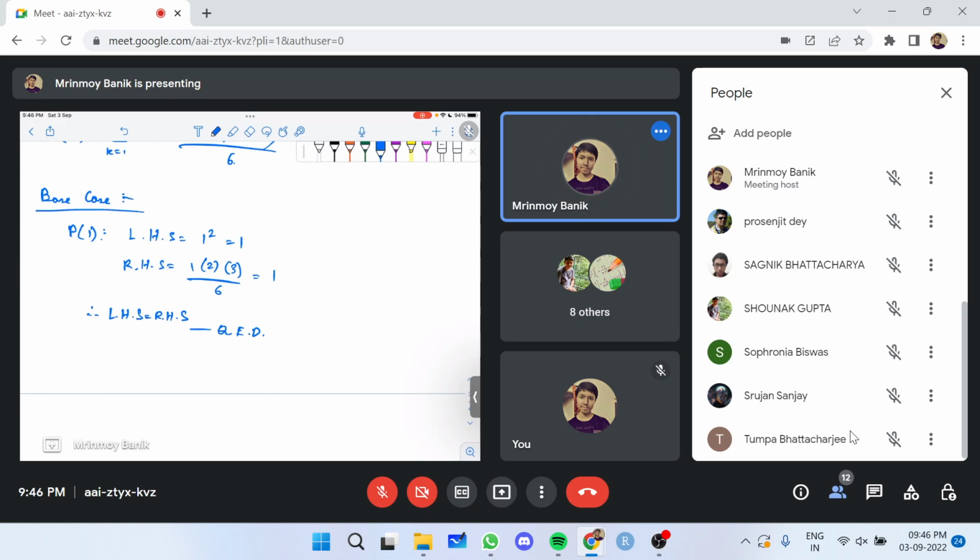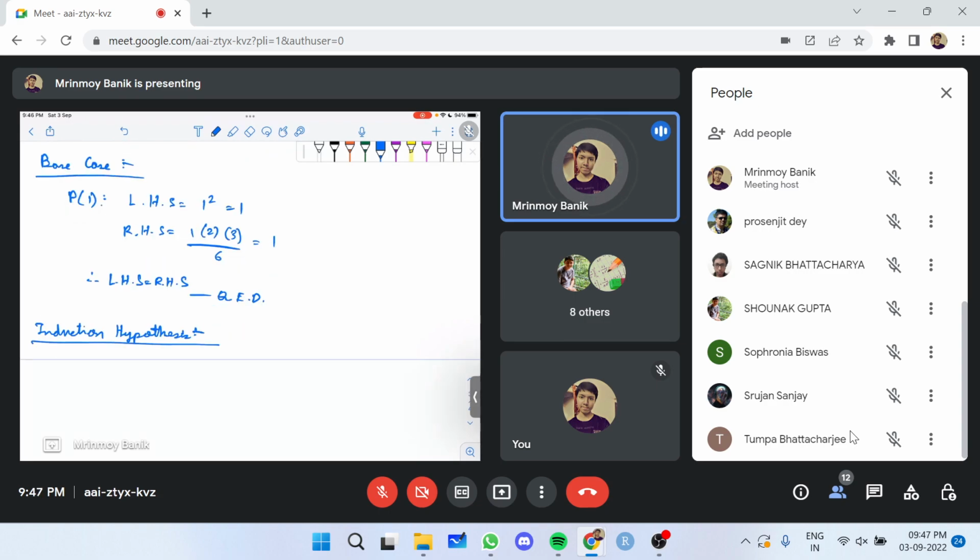Now, the induction hypothesis. So we're using the finite form, or this weaker form. So we will just assume it holds up to k.